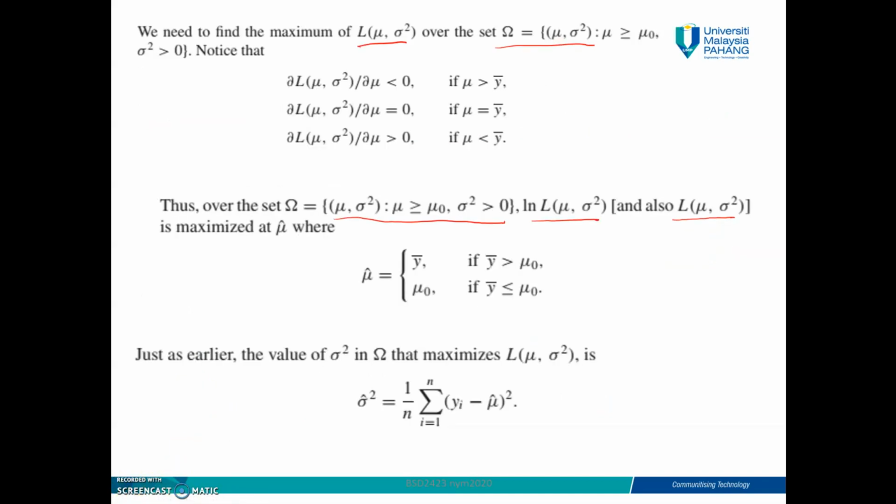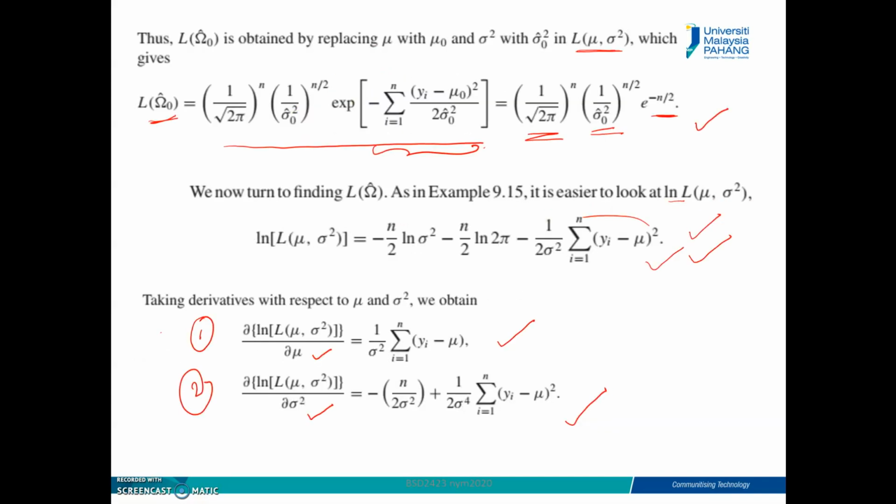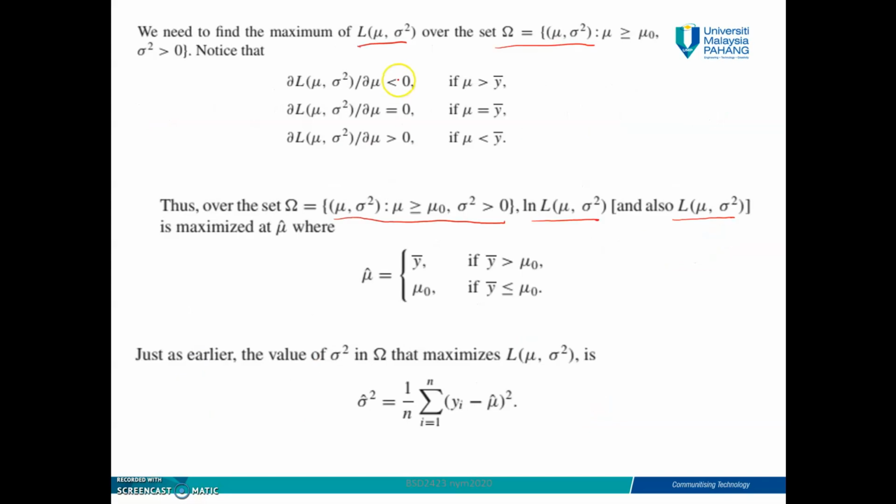So if you look carefully at equation number 1, after you differentiate and set it equal to 0, then you look at what you get. In this case, you can see it is either less than 0, equal to 0, or greater than 0. This will be less than 0 if our mu is greater than y bar, equal to 0 if mu equals y bar, and greater than 0 if mu is less than y bar. So from here, you look at which one is maximized at mu hat.